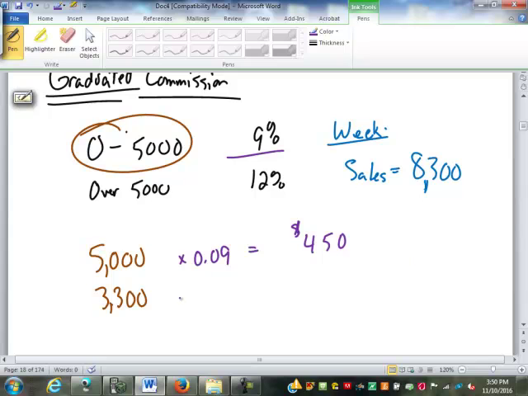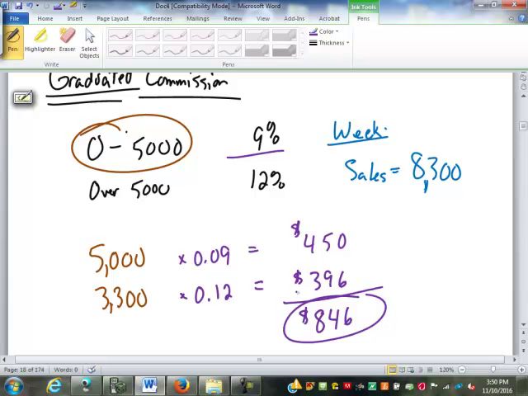The next $3,300 gets paid at 12%, so 0.12. So $396. So that works out to be $846 total pay for the week, gross pay for the week. Any questions?